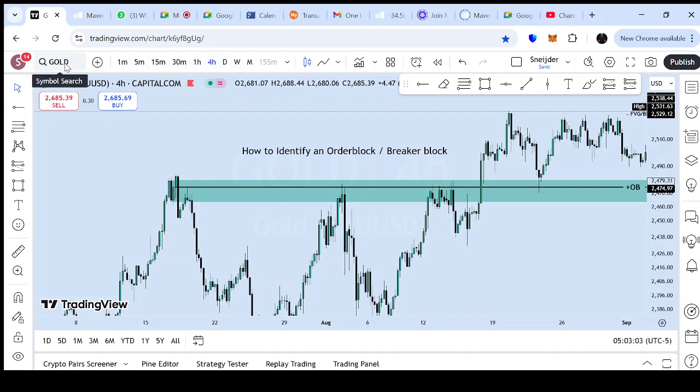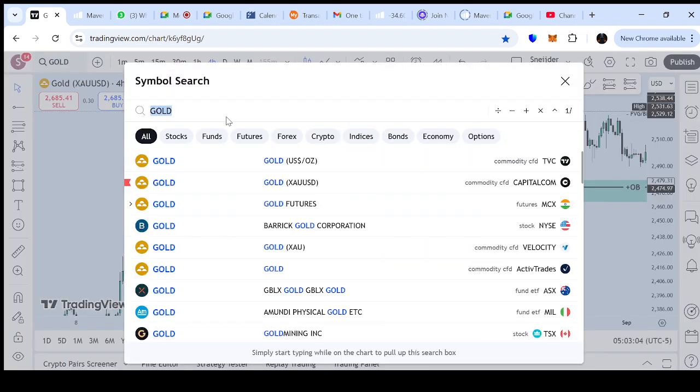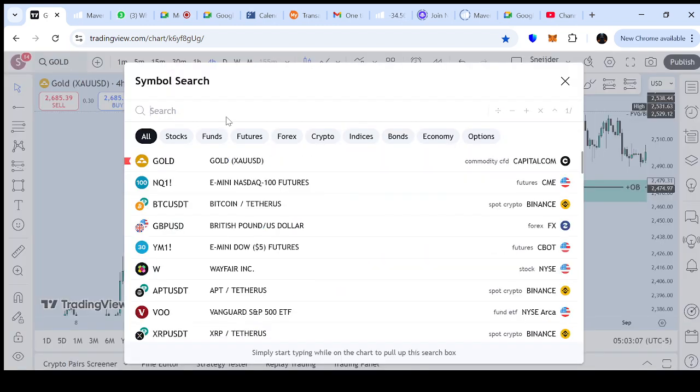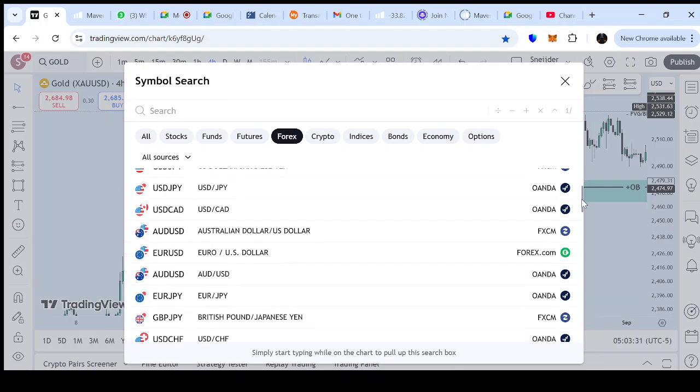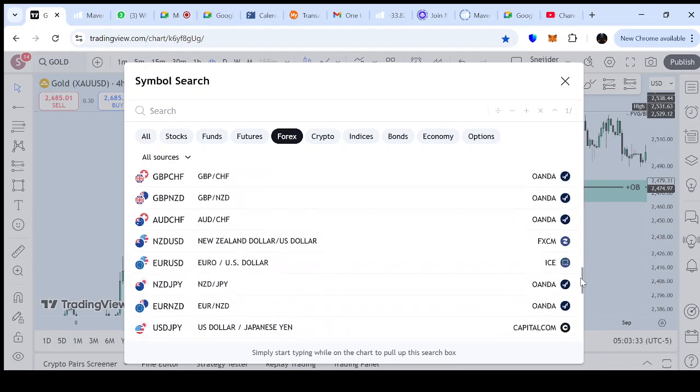Here is where you change the assets you want to look at or trade. We have stock, we have funds, futures, forex, crypto, index, bonds, economy, options, depending on the assets you want to trade or analyze. This is where you come and select the market. If it is gold, click on gold. If you are trading forex, you come here and select the pair you want.